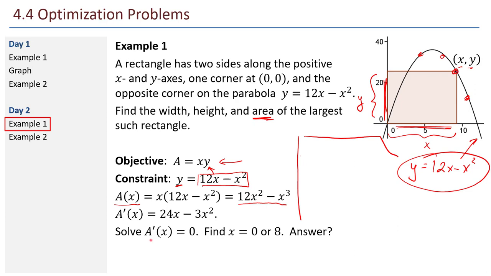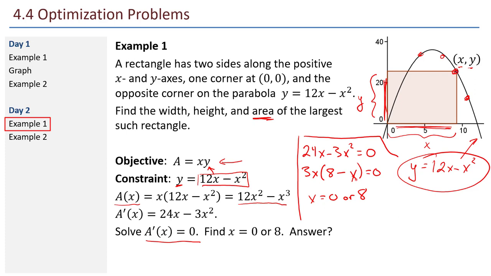So solve A prime of x equals 0. In other words, 24x minus 3x squared equals 0. I can factor out 3x, and that leaves me 8 minus x equals 0. Yeah, so it looks like x equals 0 or 8. Well, what's the answer? Is it 0 or 8? I didn't expect to get two answers.